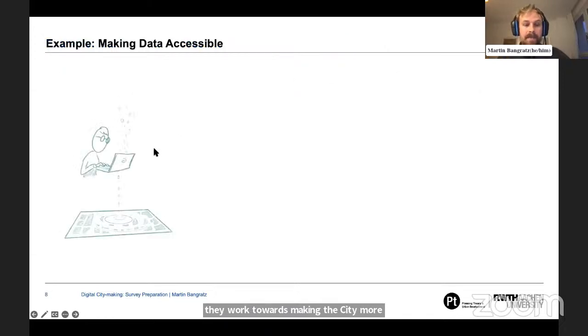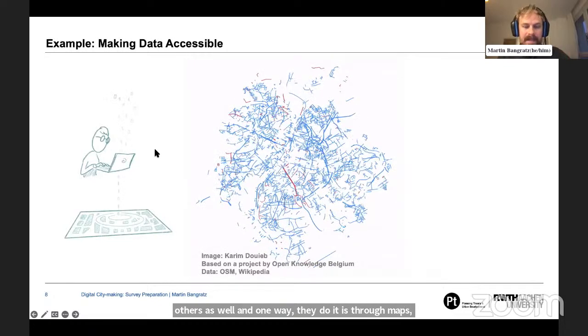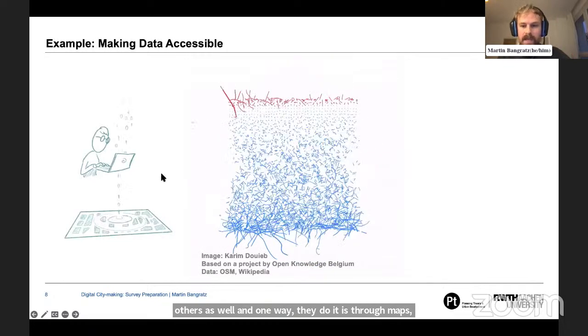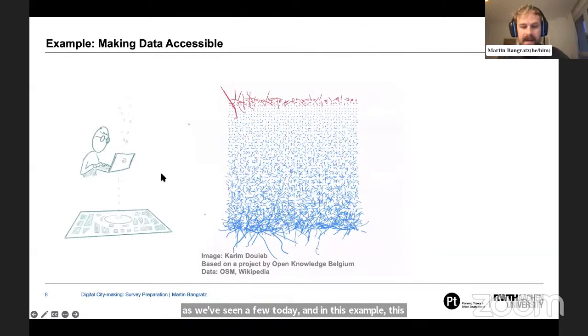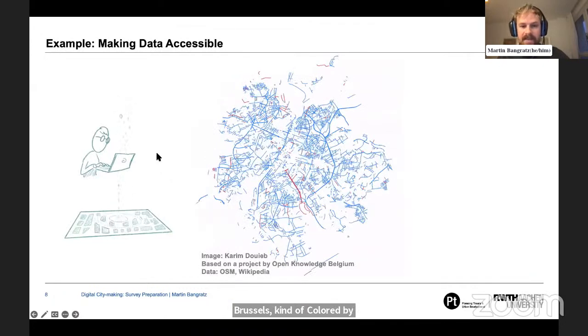From my observations so far, I found that digital city makers really translate between space and ideas that people have about the space through data. They access, generate, and manage data, but most importantly, they make the data accessible to others as well. One way they do it is through maps, as we've seen a few today. In this example, this visualization by Karim Douib shows the street names of Brussels colored by gender, showing that only 6% of the streets are named after women.